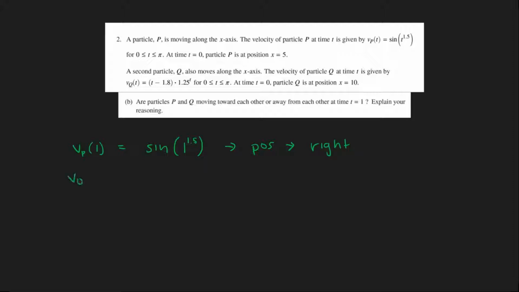So for particle q, let's do the same thing for when time equals 1. Again, we're just going to plug in 1 for t into this function. So that's going to be 1 minus 1.8 times 1.25 to the 1 power. So 1.25 to the 1 power is just going to be 1.25. Then 1 minus 1.8 is going to be a negative number, and we know that a negative times a positive is going to be equal to a negative. So this is going to be negative, which means we're moving to the left.